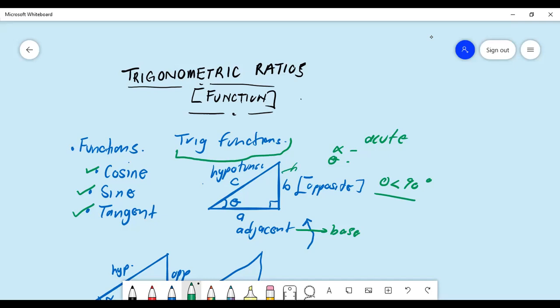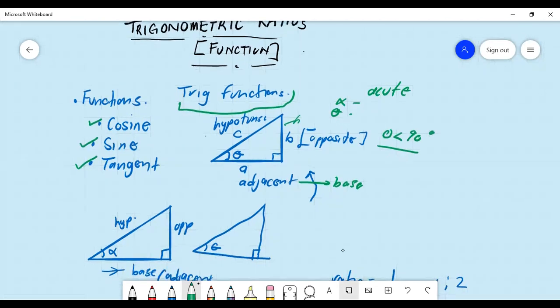So should I continue explaining yesterday's one? Yes. Okay. Now we shall look at the lower part there.